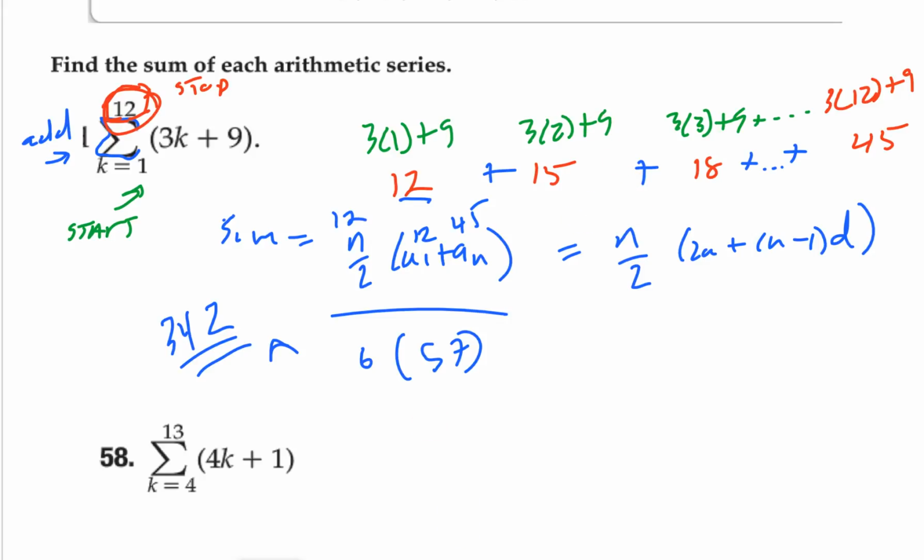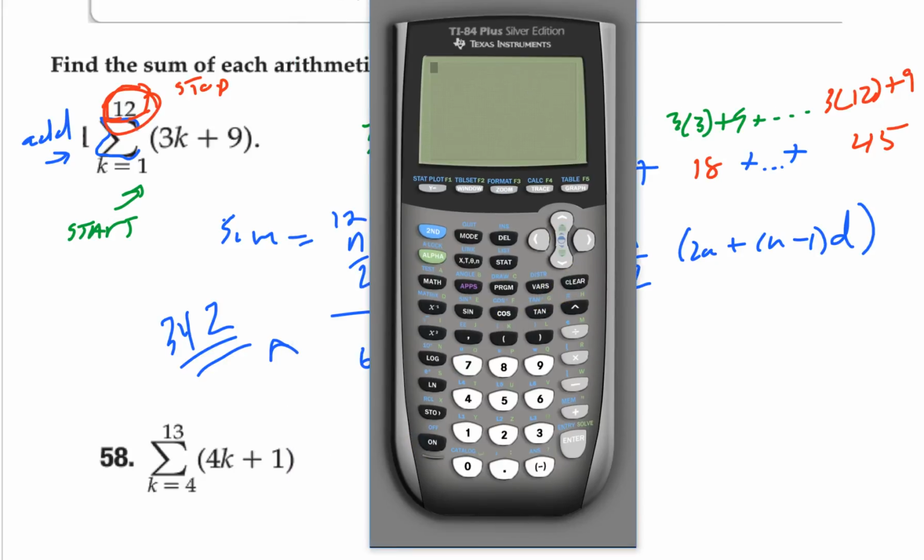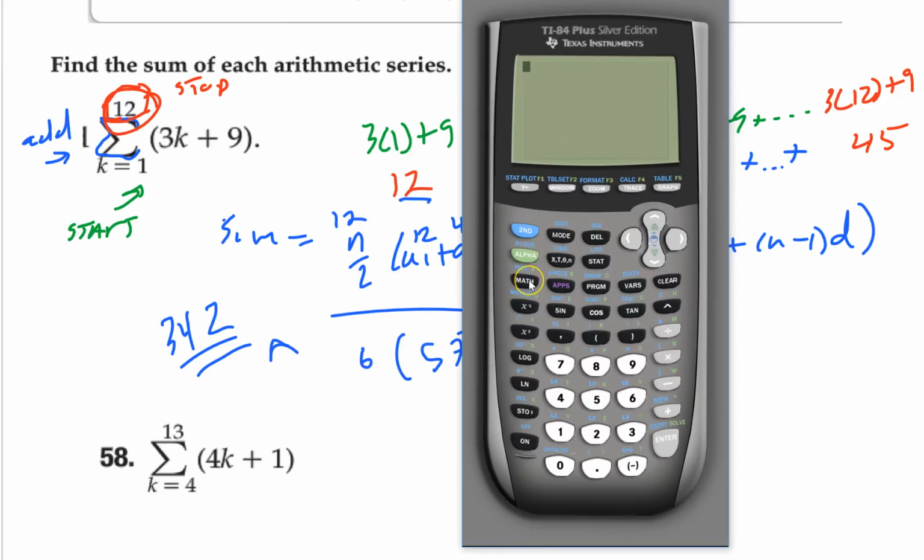Or, yes, you guys should do this with your calculator. You should know how to do it by hand also, but on your calculator, if it's updated, you just put math. If you look toward the bottom, there should be a summation one. See a little sigma there? And what you do is just plug it in the way you see it. Now, we don't have a K, but just put X equals 1. Top is 12. And then one right here is 3X, because again, we don't use K, we just always use X, plus 9. And you get your answer, 342.